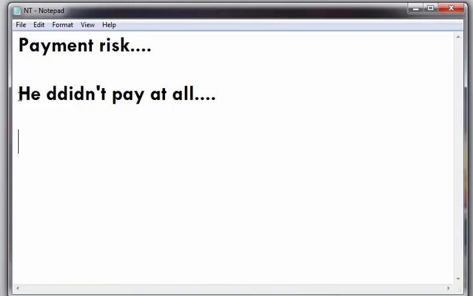So if the buyer didn't pay at all, what are you going to do? This is the biggest risk ever. The first thing that you can do is cancel the shipment if it's still in transit. But if you can't do that, then there are some other ways.